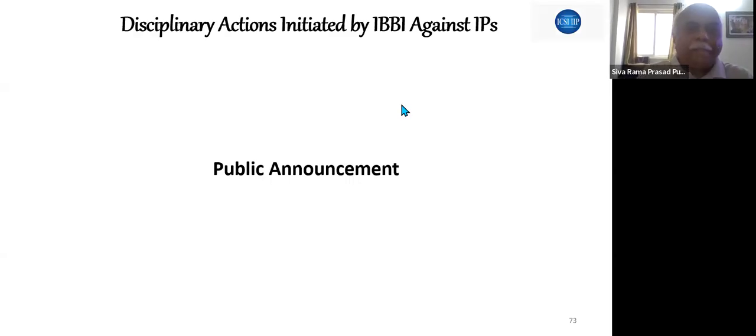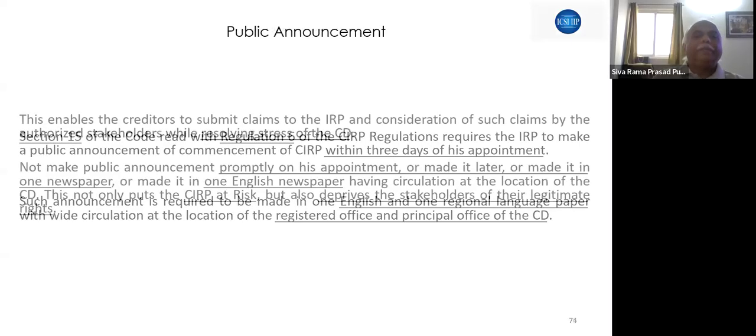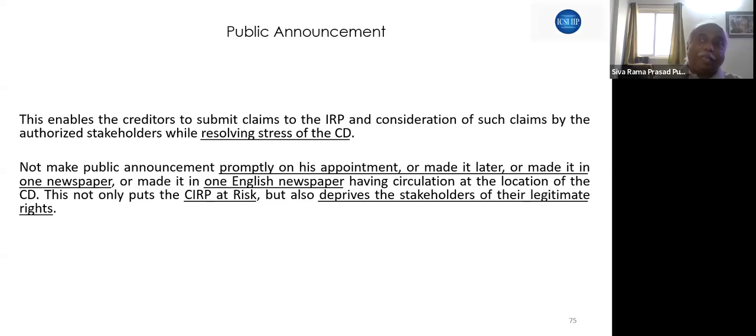Now, the next one is public announcement. Section 15 of the Code, read with Regulation 6 of the CIRP Regulations, requires an IRP to make a public announcement of the commencement of CIRP within 3 days of the appointment. Such announcement is required to be made in one English and one regional language newspaper with wide circulation at the location of the registered office and the principal office of the corporate debtor. This enables creditors to submit claims to the IRP, and enables consideration of claims by the authorized stakeholders while resolving the stress of the entity.